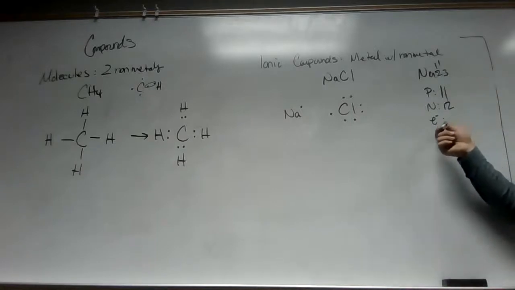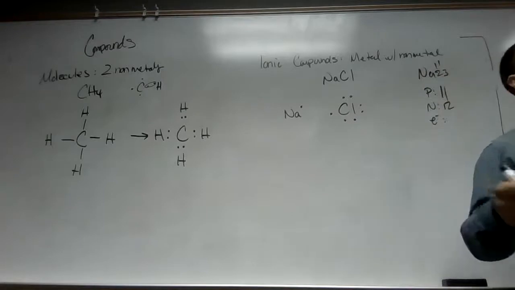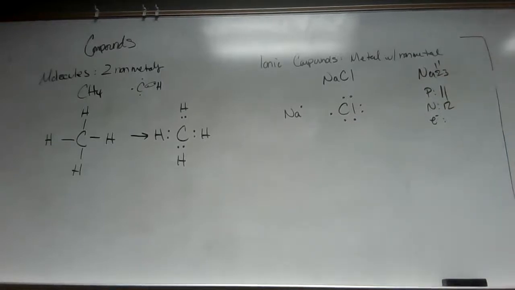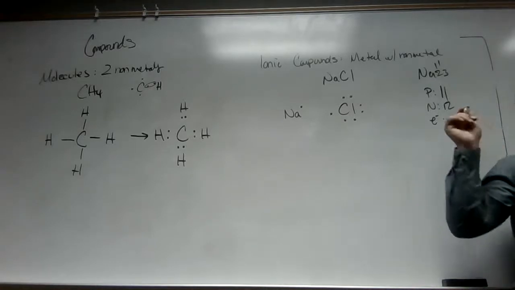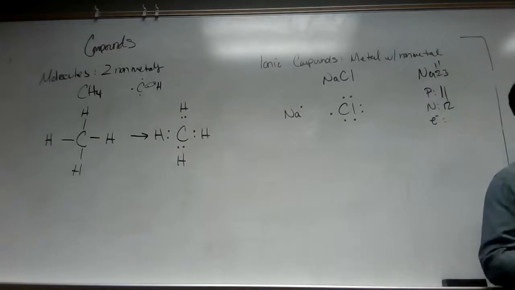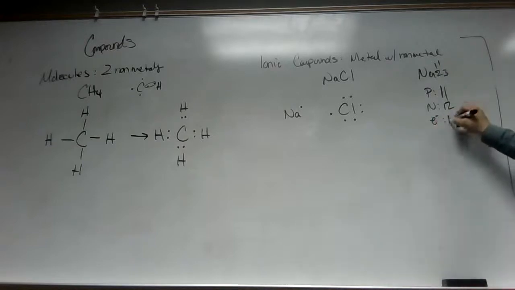How many electrons, assuming the sodium is neutral? What's the charge on an electron? -1. What's the charge on a proton? +1. If we have 11 pluses, how many minuses do we need to get to 0? 11. We have 11 protons and 11 electrons.